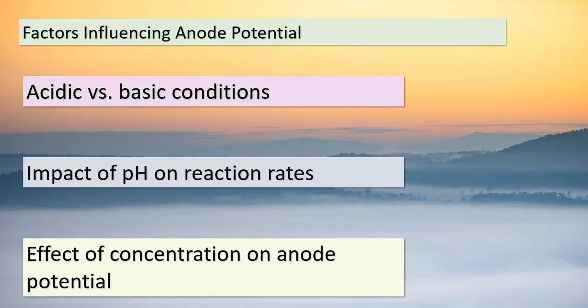Concentration plays a role too. Higher concentrations of reactants can alter the potential. Temperature also comes into play, affecting the reaction kinetics. So, remember, the anode's potential isn't set in stone, it can change based on these various factors.